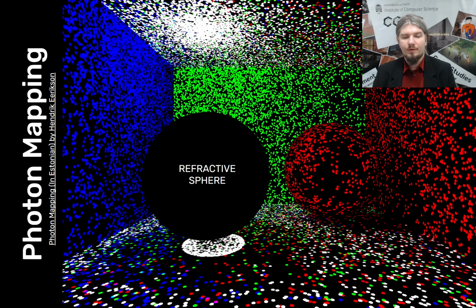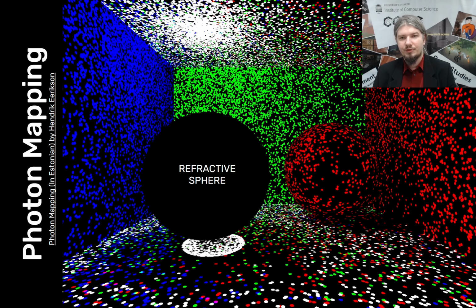And here is an example of a photon map. This was created by Hendrik Eerikson as a high school project, and it was implemented in Python. The light source was somewhere around here, and photons were shot out onto the scene from the light source. The scene also had differently colored walls, so the back wall was green, the right wall was red, and the left wall was blue. This was a red sphere, and this was a refractive sphere. So when light photons intersected with this refractive sphere, they actually refracted into the glass and then came out the other end, creating this interesting focused shape on the ground.